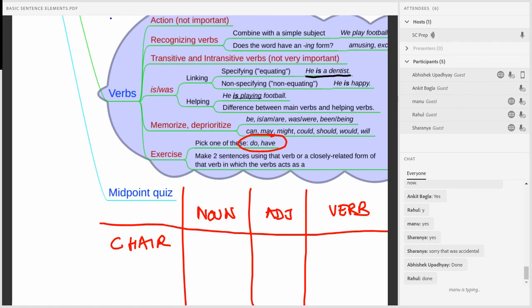Abhishek, would you like to try this? So I think so. Chair acts as a noun. One chair, two chair. Okay, good. Do you think it can act as any other category? I think sir, it can act as a verb. Give me an example. He chairs the... Guys, let's help him finish the sentence. What can we finish it with? I think Manu's got a suggestion. Chairs the board, right? Chairs the meeting.